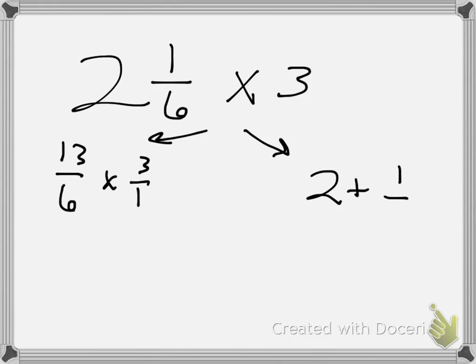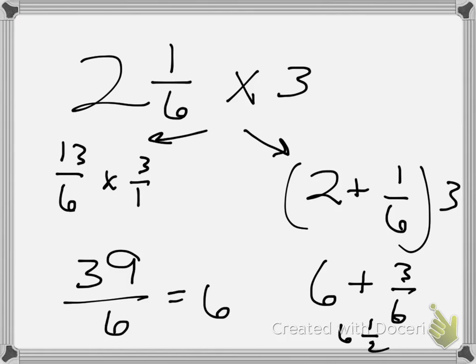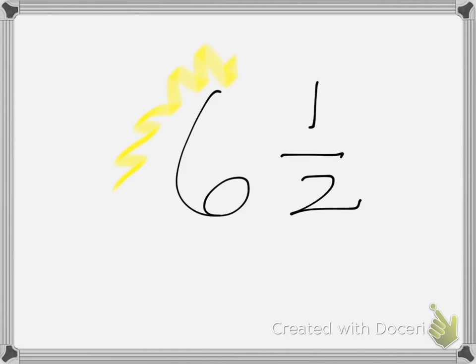2 plus 1/6. I'm going to multiply that by 3. 3 times 2 is 6, plus 3 times 1/6 is 3/6. That's 1/2. So that's 6 1/2. If I go over here, I have 13 times 3, which is 39/6. And if I divide 39 by 6, I'm going to get 6 and 3 left over, which is also 6 1/2. So what's my answer? My answer: 6 and 1/2. Voila! Isn't that amazing?